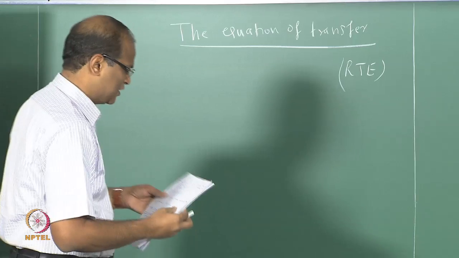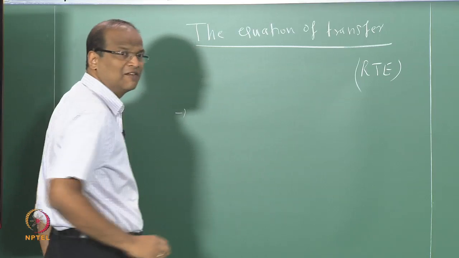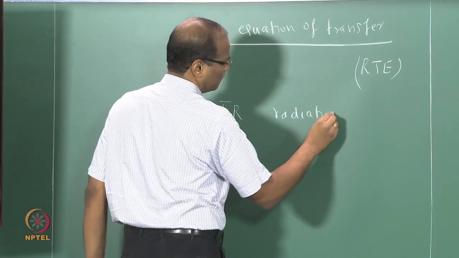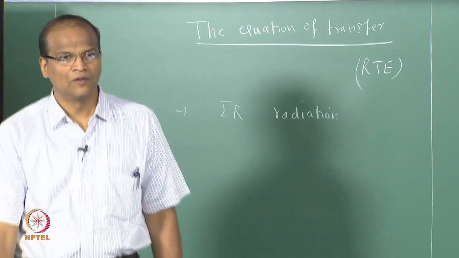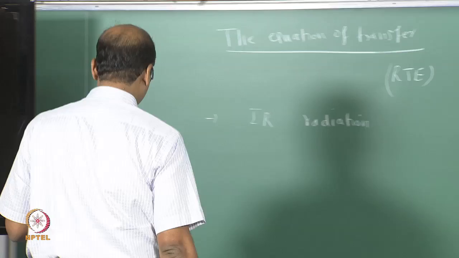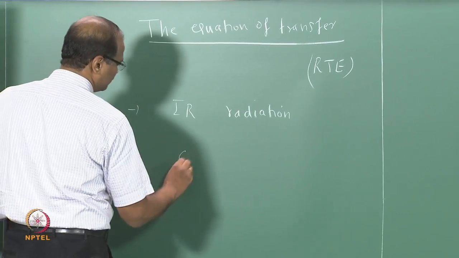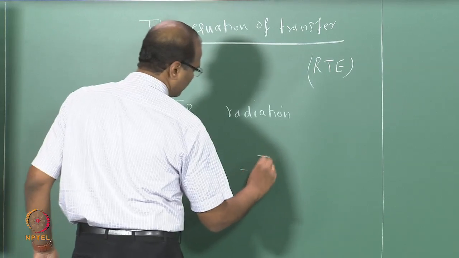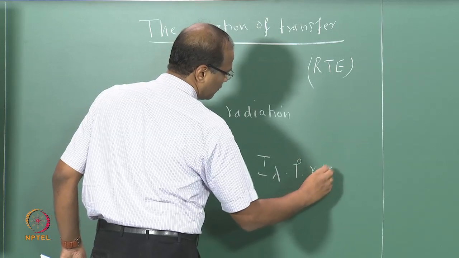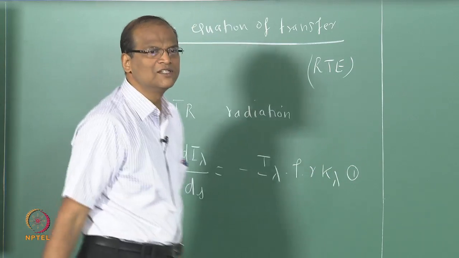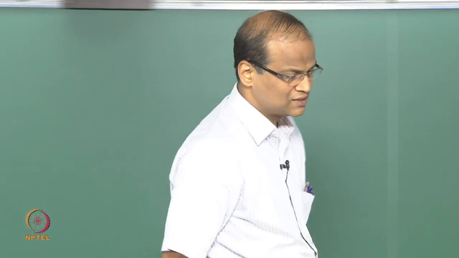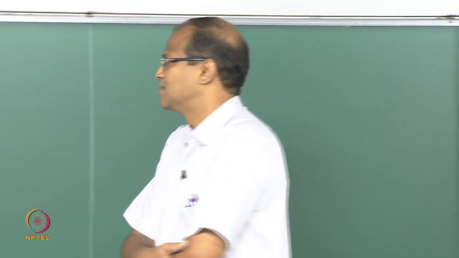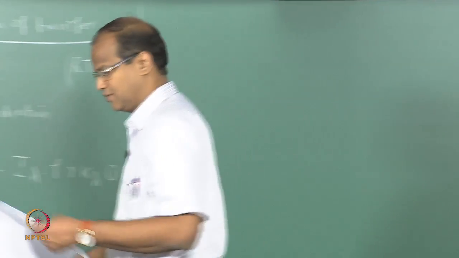It's called the radiative transfer equation. So let us derive the equation for infrared radiation, because it's of importance to us in remote sensing. We already saw this in the last class: dI lambda by dS is minus. This is the extinction or the attenuation suffered by radiation as a consequence of absorption and scattering by the atmosphere.